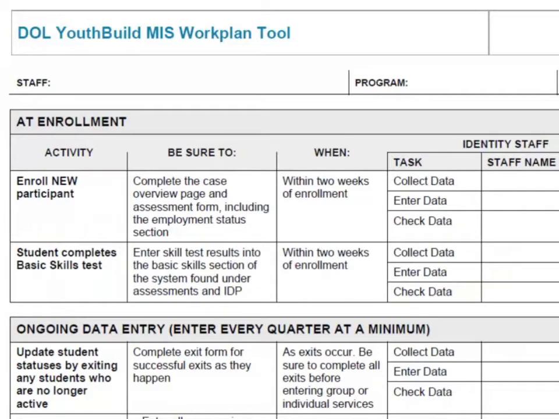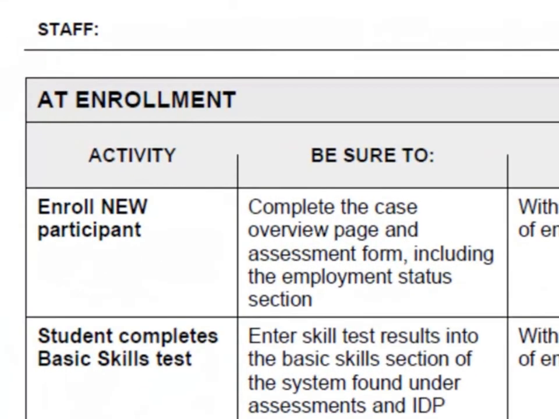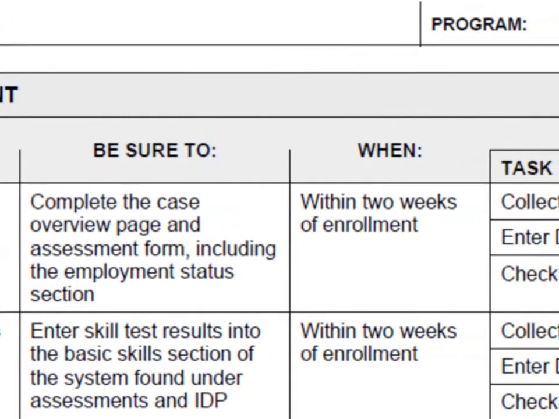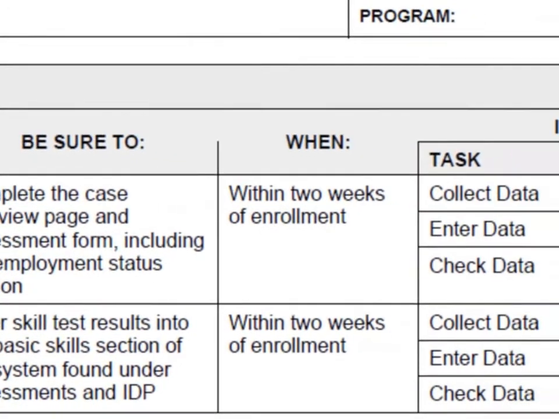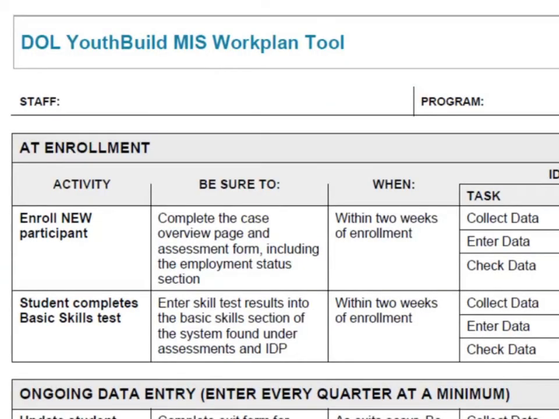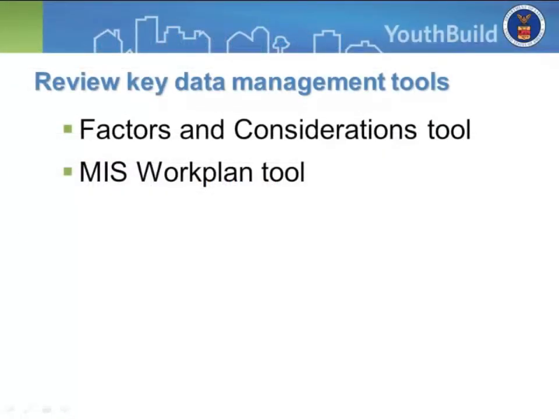Now let's look at the MIS Work Plan tool. The MIS Work Plan tool is a worksheet that provides a way for program staff to map out who is responsible for collecting, entering, and checking crucial data points. Successful data management practice depends on clearly communicated staff roles and responsibilities. These tools will help your program know what is expected of you and help you assign responsibility for the upcoming work.